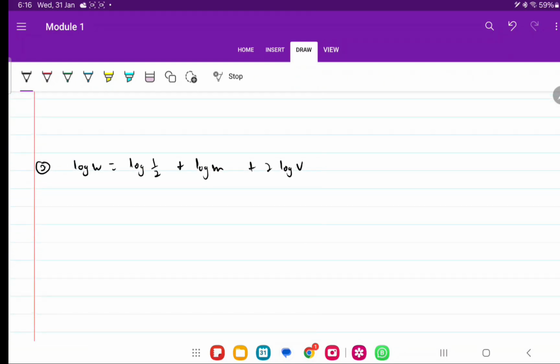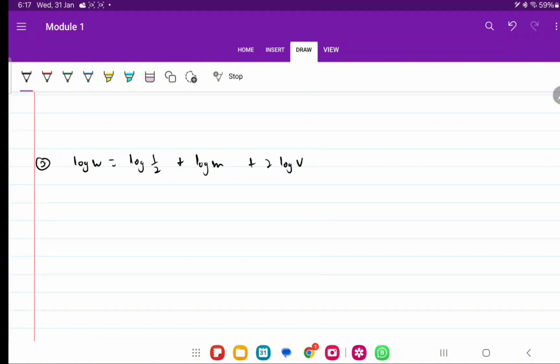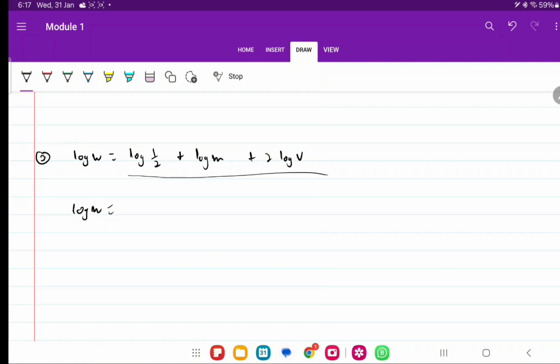Now I have the log of w is equal to the log of a half plus the log of m plus 2 times the log of v. All right, objective remains the same. We have to express the right-hand side as a single logarithm. So we're going to use our product law and our power law in reverse.